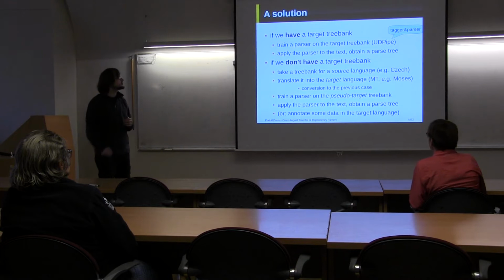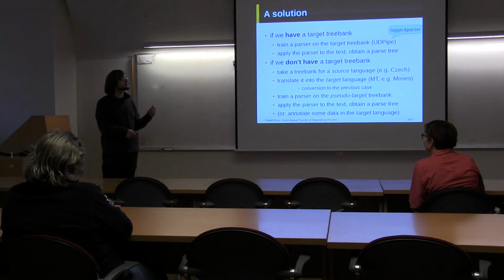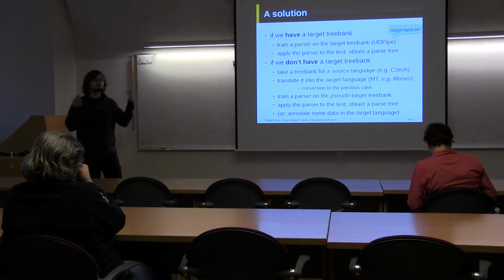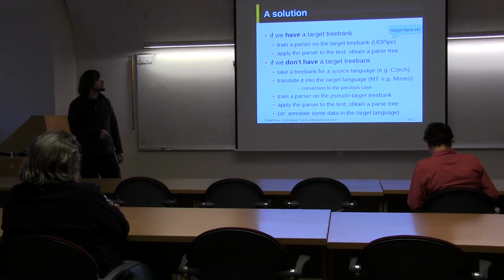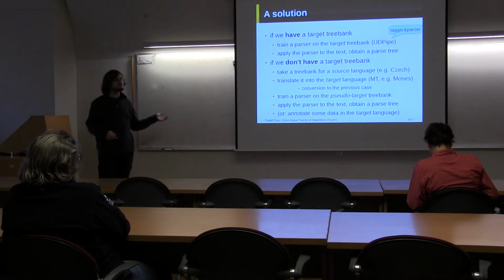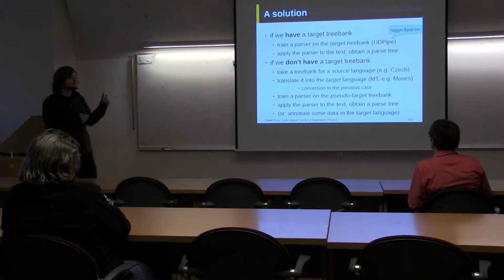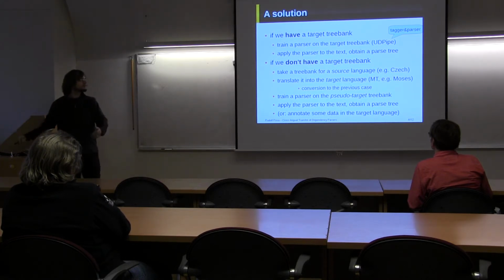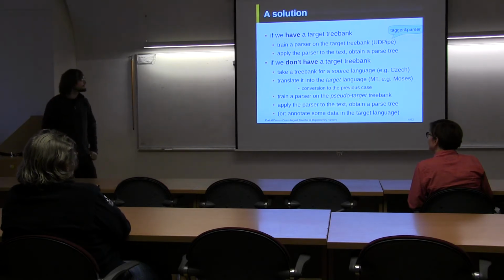The main idea is to take the treebank for another language, which I'll call the source language, for example Czech, and translate it into the target language using some machine translation system like Moses or anything else. By that we have converted it to the previous case, so now we do have a treebank for the target language. It's not a manually annotated treebank, it's a pseudo treebank automatically created, but still we can now use the previous approach: train a parser on the treebank and parse the text using the parser. That's the main idea of everything I'm doing.